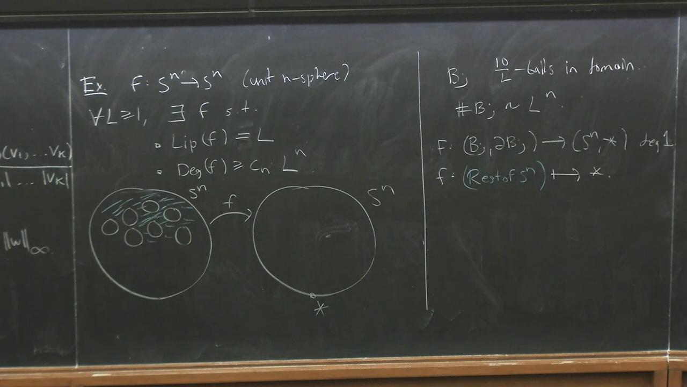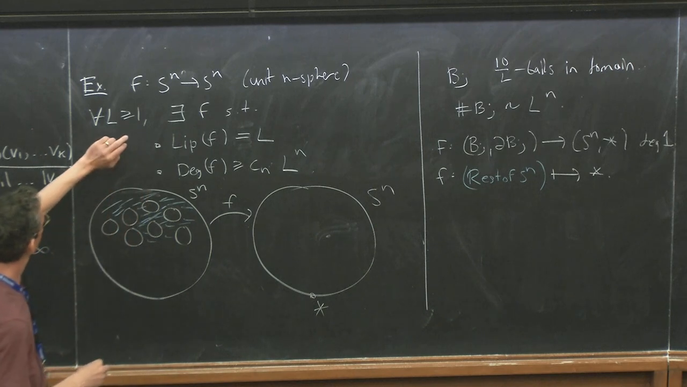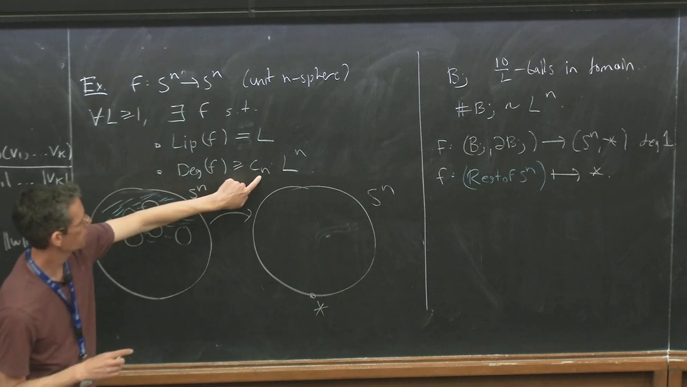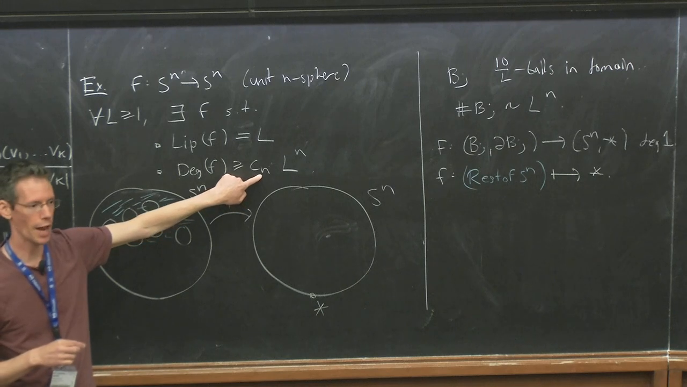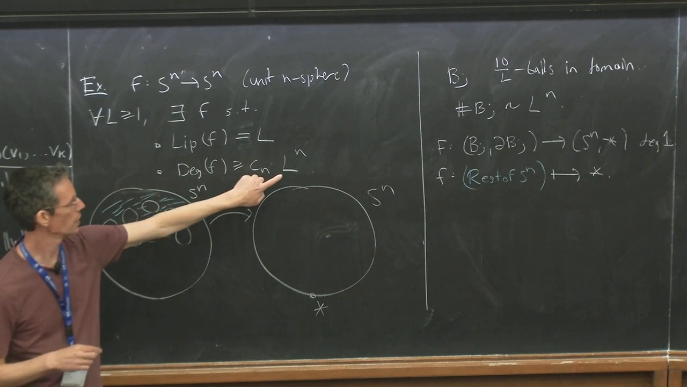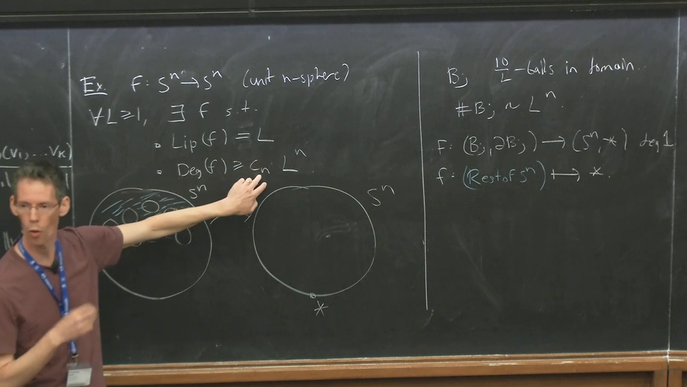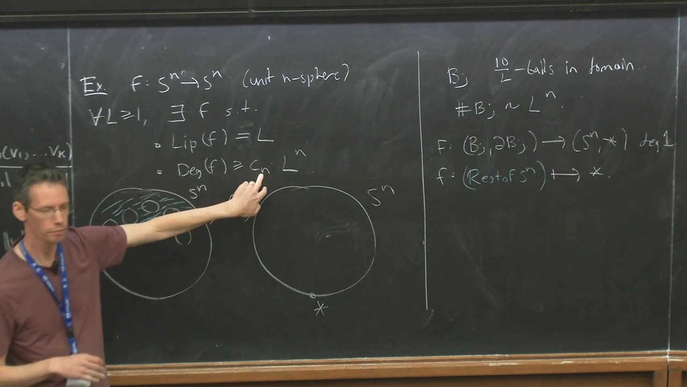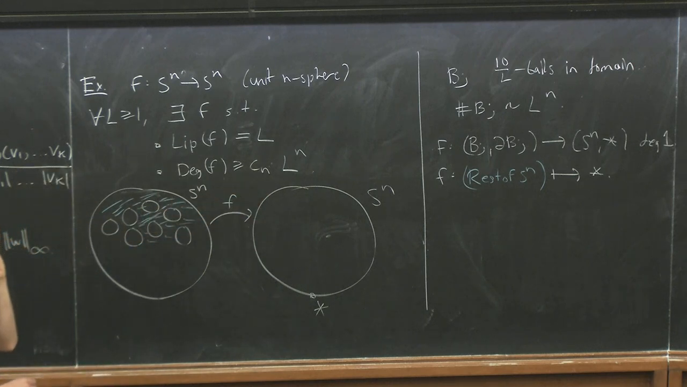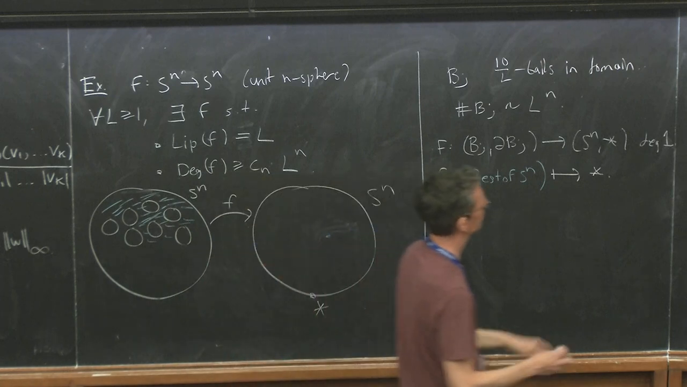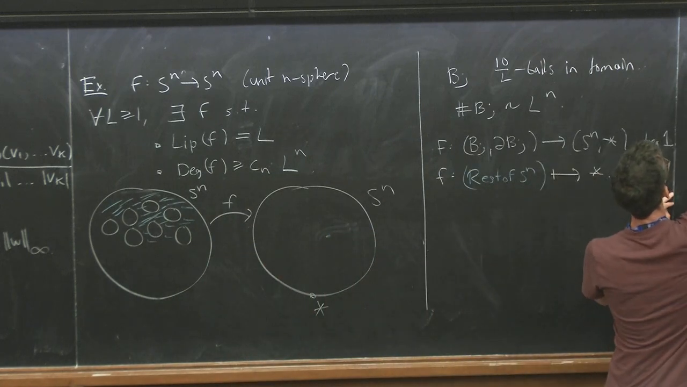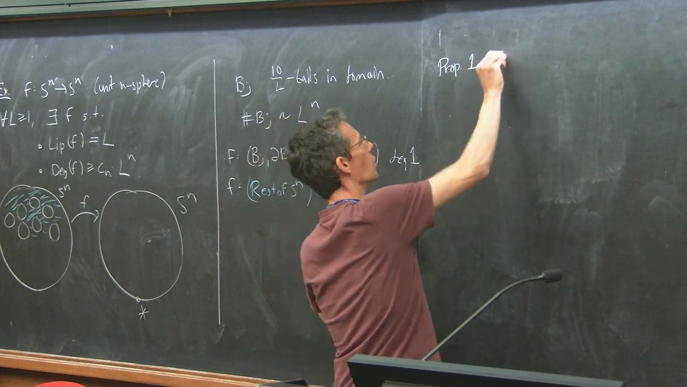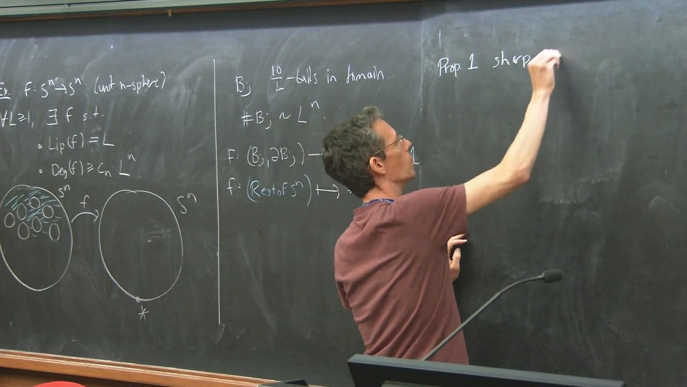Okay, so for spheres, this proposition is sharp up to a constant factor. And you do actually need the constant factor. So Gromov showed that you can't have degree exactly L to the n, and you can't have degree 0.99 L to the n. You need some modest constant. OK. And then he raised the question, how often does it happen that this proposition is sharp up to a constant factor? So here are some examples. So proposition 1 is sharp up to a constant factor.